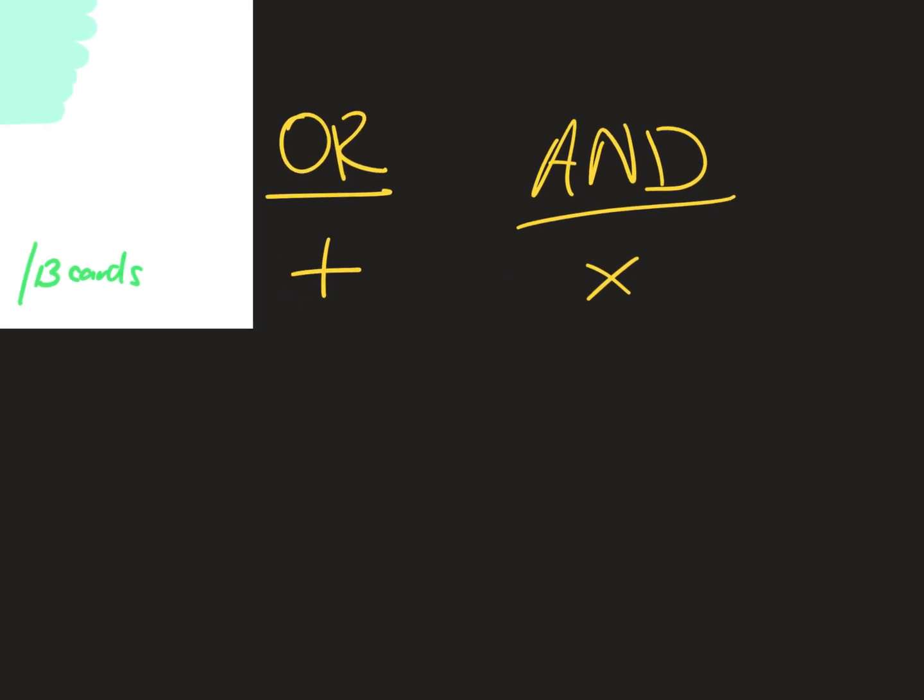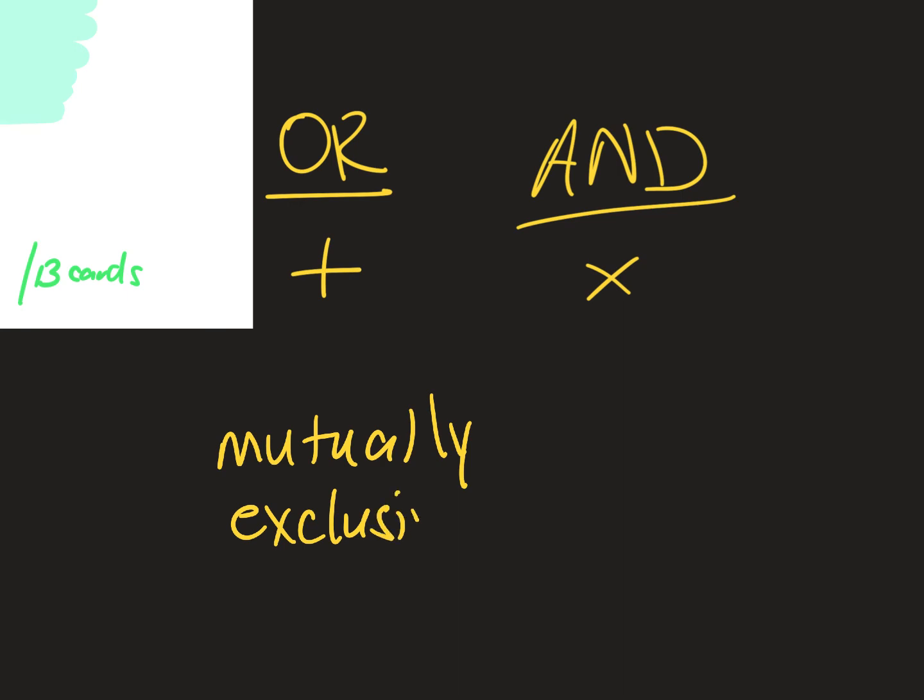What is the difference between mutually exclusive and overlapping? Can anybody articulate to me the difference between a mutually exclusive event or an overlapping event? Yes, sir. One of them has to do with each other and the other one doesn't. Yep. Mutually exclusive. If you are exclusive, you are by yourself. You have nothing to do with anything else.